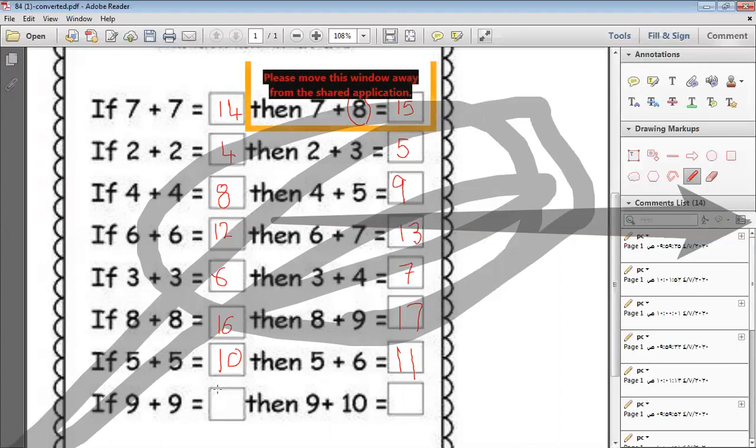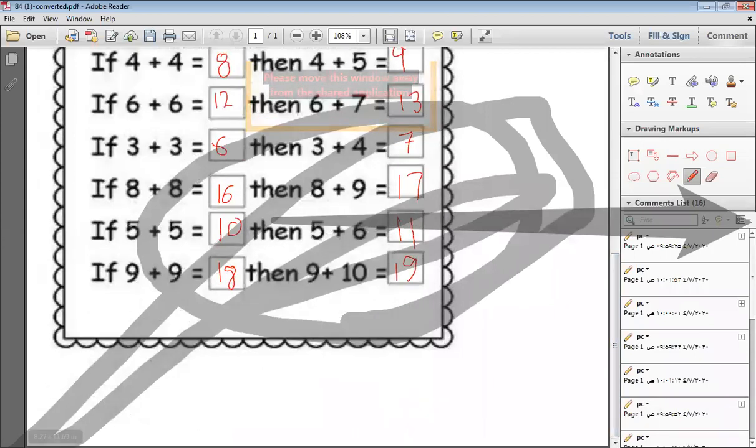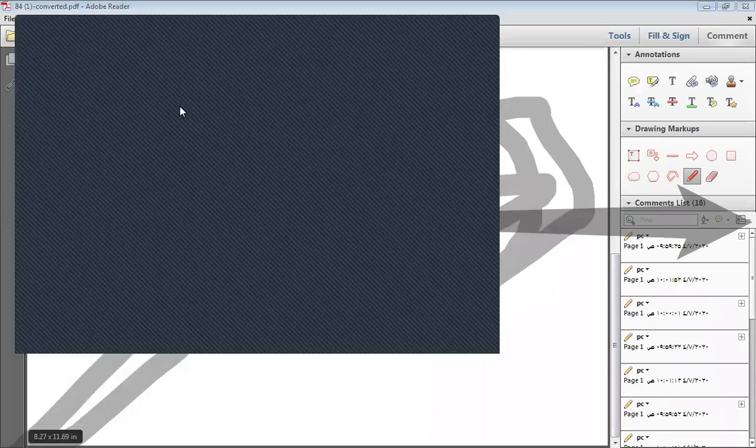Okay, 9 plus 9, double of 9. The double of 9 is 18, right? So 9 plus 10, I will add 1 to this 18, so it will be what? 19. Okay, this is for the first page.